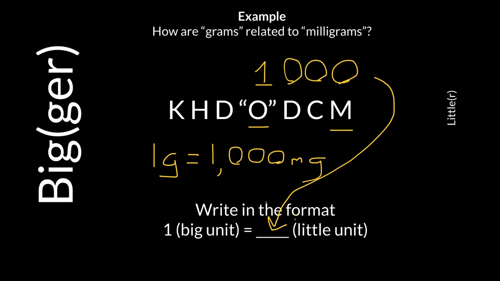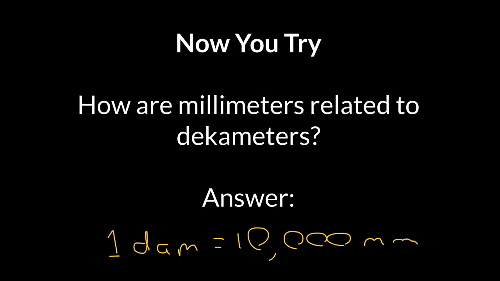So here's what I want you guys to do. What I'd like you guys to do is figure out how millimeters are related to decameters. By the way, the answer is 10,000. So that way you'll know if you're getting it right or not. What I'd like you to do right now is show me how you get that answer. Okay?